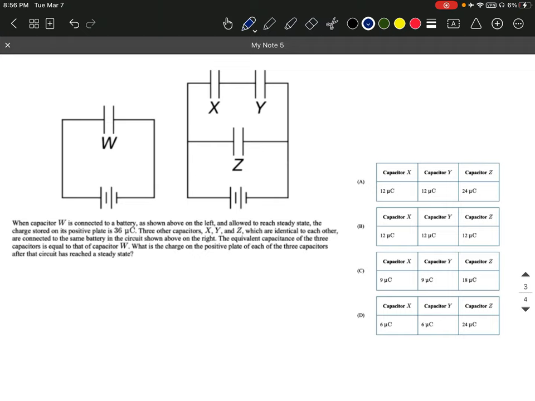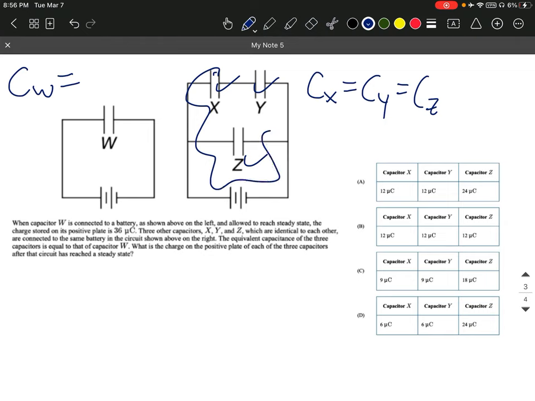Hopefully you've given this a good effort. Not an easy question by any stretch of the imagination. The first thing we have to pull out of this is certain things like this. The capacitance of this, and this guy are all the same. That's super important. The other big takeaway is that we're saying the capacitance of W is equivalent to the capacitance of all these guys combined.